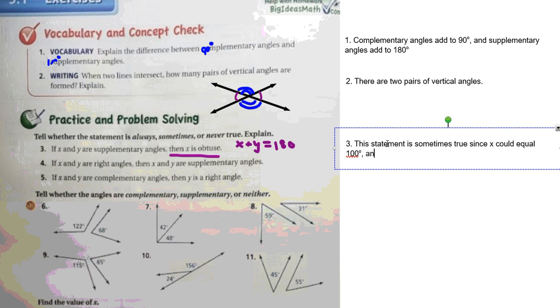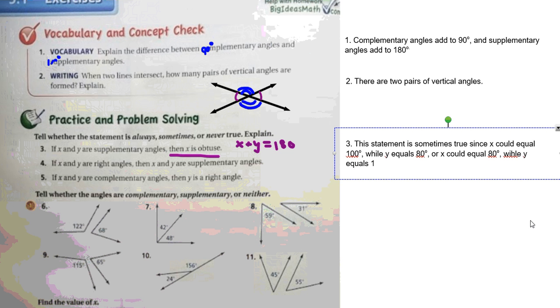X could equal 100 degrees, while y equals 80 degrees, or x could equal 80 degrees, while y equals 100 degrees. So I know I used different numbers when I was explaining it verbally, but that's the same idea there. So the statement is sometimes true since x could equal 100, making it obtuse, while y equals 80. Or x could equal 80, making it acute, while y is that other obtuse angle.